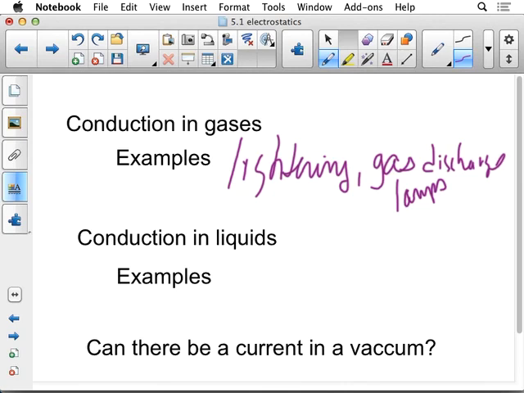In liquids, I said what earlier? What was an example of where we would have conduction in a liquid? Okay, batteries or cells. Also, electrolysis. And when I say cells, electrolysis is when you can separate out water into hydrogen and oxygen. Okay, we'll probably see examples of that at some point.